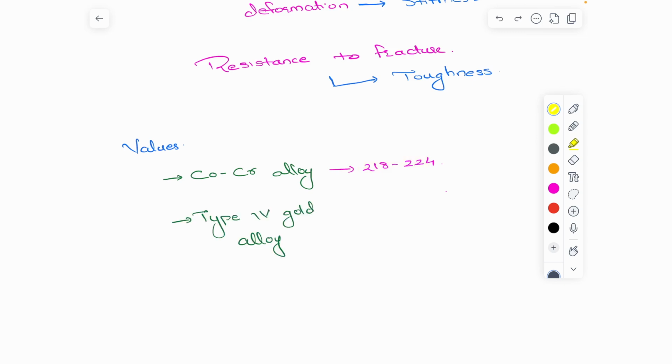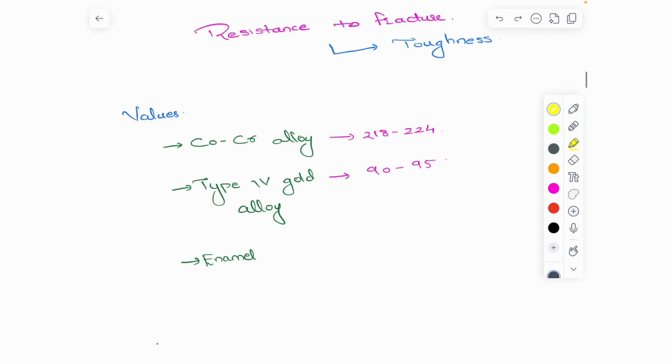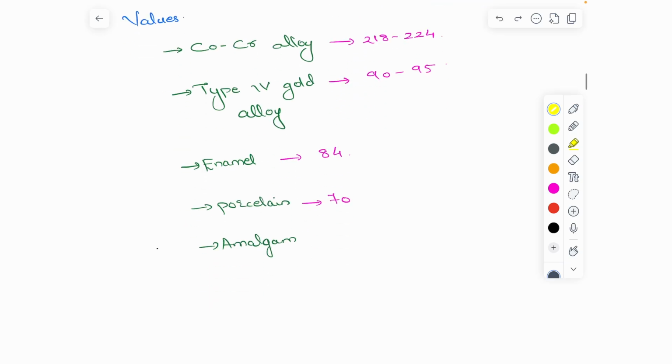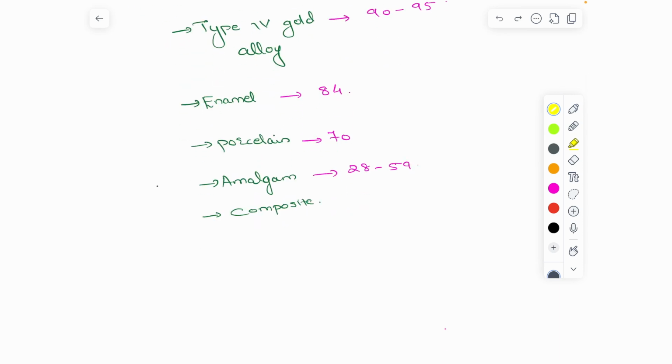Next comes a type 4 gold alloy, which is 90 to 95. So see how the difference comes. Now enamel, one of the very stiff materials you have, 84. Then you got porcelain, not dentine, porcelain, which is ceramic, which is 70. Then amalgam, now you know the order, right? Amalgam is less stiff than porcelain and even less stiff than enamel. It is 28 to 59, again a range is being given there.